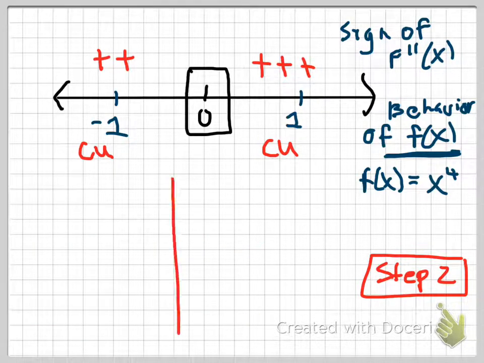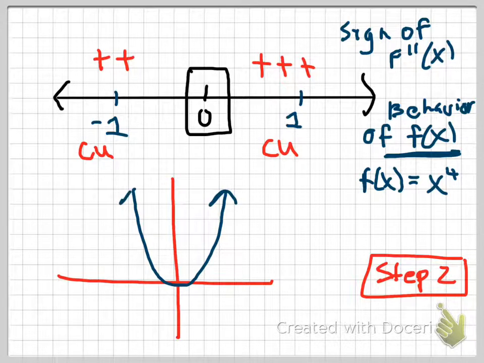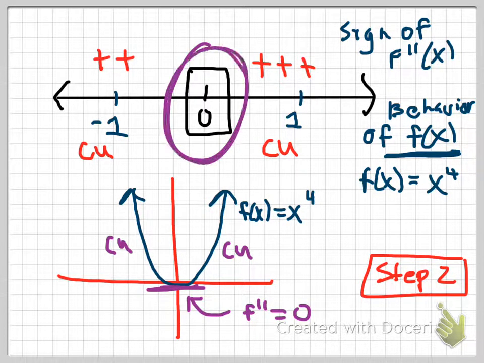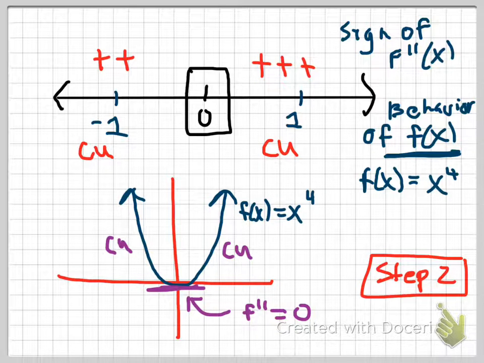Here's my graph. f of x equals x to the 4th power is basically a parabola. It's a graph that goes from concave up to more concave up. Here's 0. Here happens to be a place where both f prime and f double prime equal 0. That's why it's on our number line up here. But the graph goes concave up to concave up, and it never changes concavity. So kind of a trick question here.